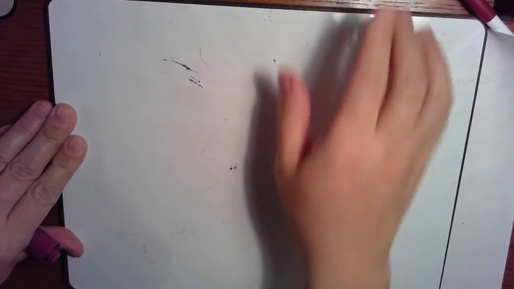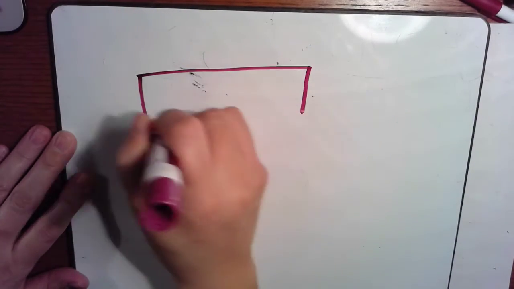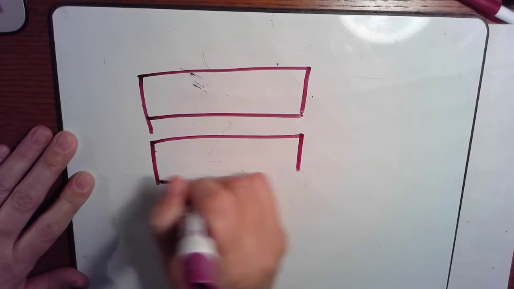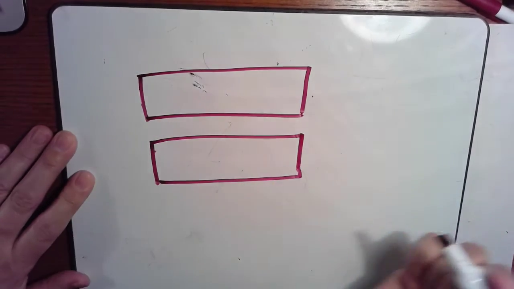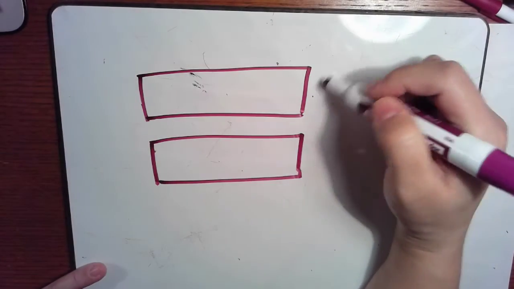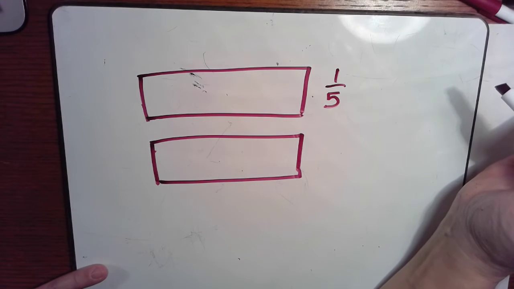Eraser. Whoa. Let's do another one. This time I want you to do 2 rectangles kind of on top of each other like this, okay? And on the first one, I want you to show me 1/5 shaded. So you go ahead and do that.